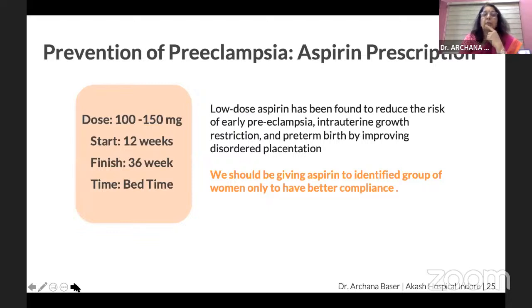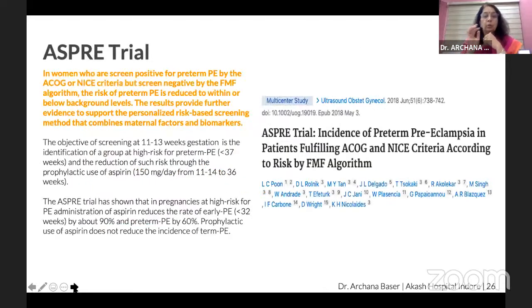Can we prevent preeclampsia by aspirin prescription? Yes. Low dose aspirin has been found to reduce the risk of early preeclampsia, intrauterine growth restriction, and preterm birth by improving disordered placentation. Dose is 100 to 150 milligrams. Start at 12 weeks, finish at 36 weeks. Time is bedtime. We should be giving aspirin to an identified group of women only, to have better compliance. It should not be prescribed to everyone. You have to screen women for those likely to develop preeclampsia and then only prescribe. This is from the ASPRE trial.